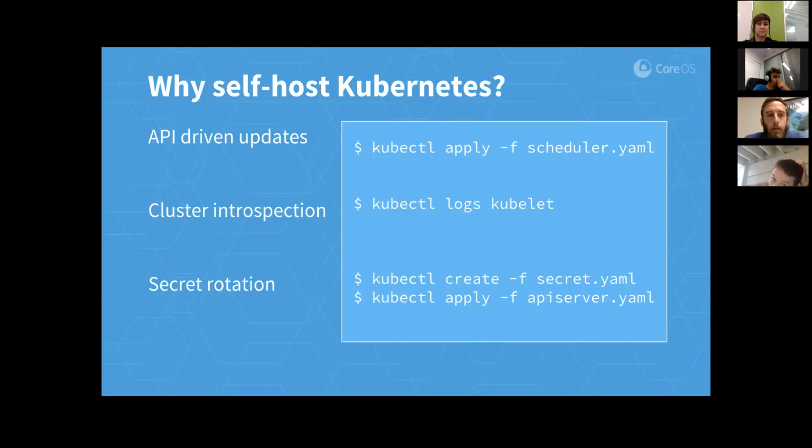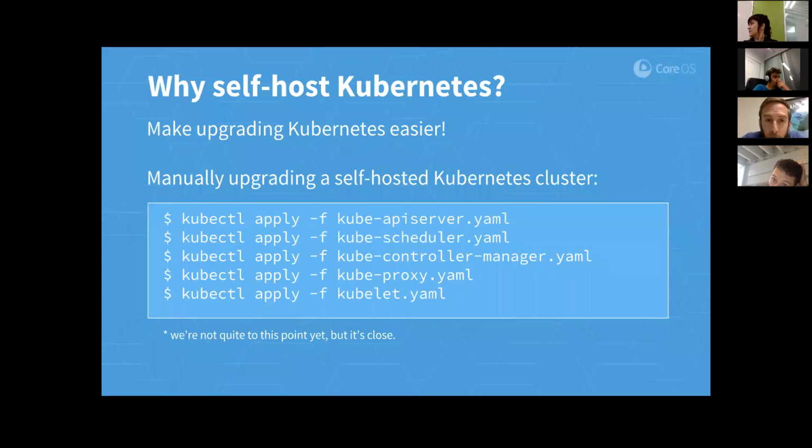A really big reason that we're excited about self-hosting Kubernetes is that it makes upgrading Kubernetes much easier. If you were to look at what it might be like to upgrade a self-hosted cluster, essentially we should be able to get it down to more or less these 5 commands. Update the control plane first, and then update kubelets and kube proxies after that. We're not quite to this point yet. There's some more nuance here, but we're not that far away.